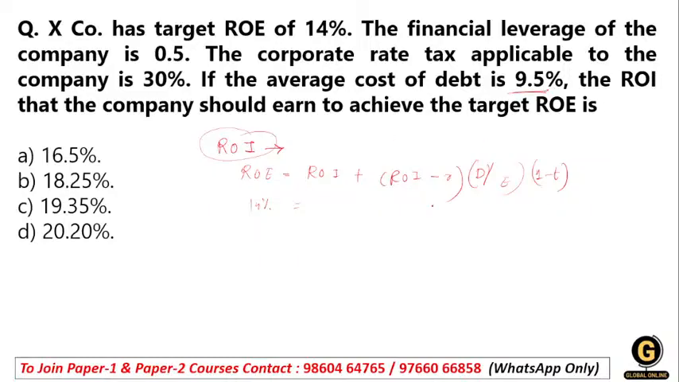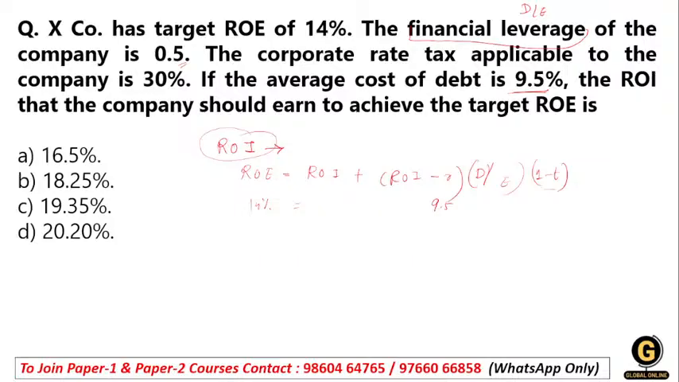The cost of debt is 9.5%. Then the debt to equity, that is your financial leverage. This is debt divided by equity, so 9.5%. That means you have 0.5%. Then corporate tax is 30%. You have to try to calculate this question.